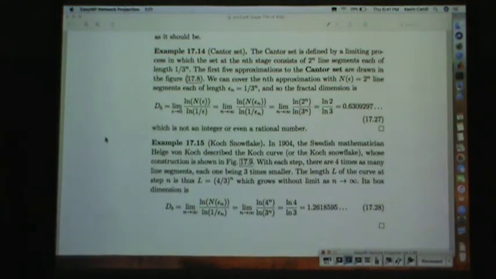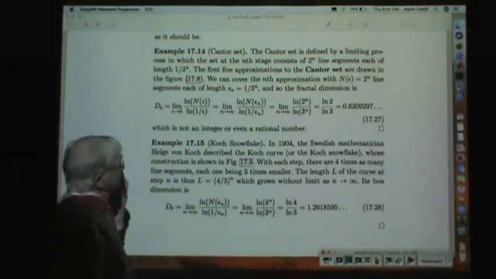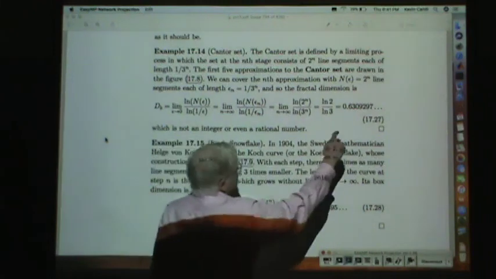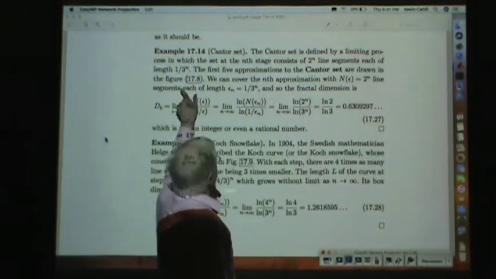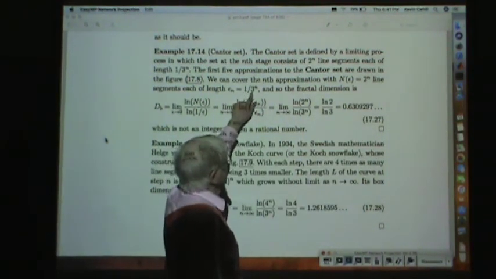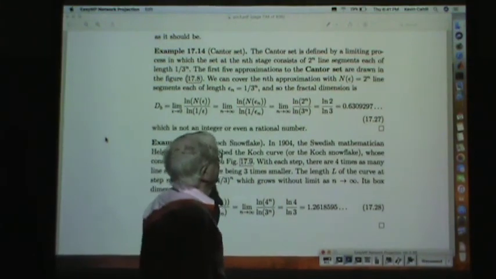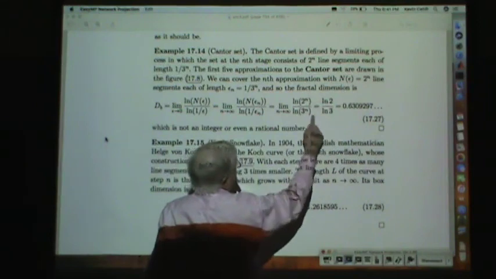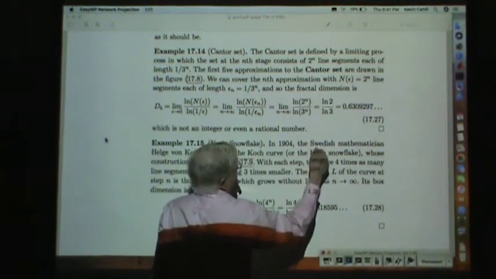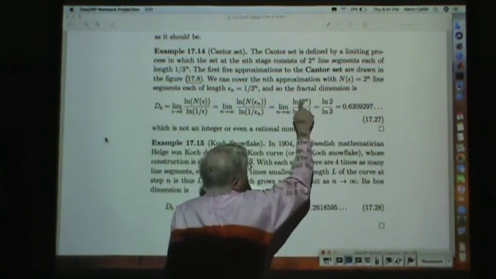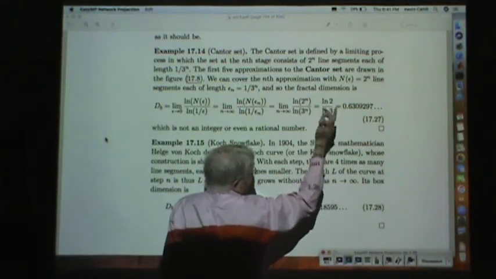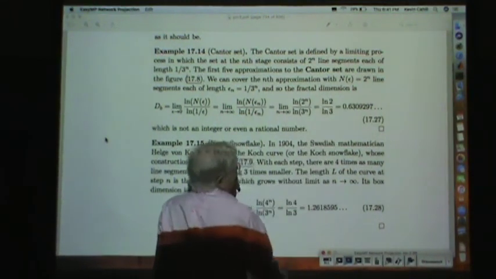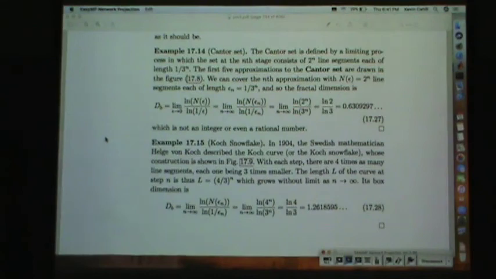On the other hand, if you apply this to the Cantor set, then what do you get? Well, you can cover the nth iteration with 2 to the n line segments, but each segment is of length 1 over 3 to the n. And so the fractal dimension is log of 2 to the n divided by log of 3 to the n. You bring out the n: n log 2 over n log 3, the n cancels, and you get log 2 over log 3. And so it's obviously not an integer, in fact it's not even a rational number.